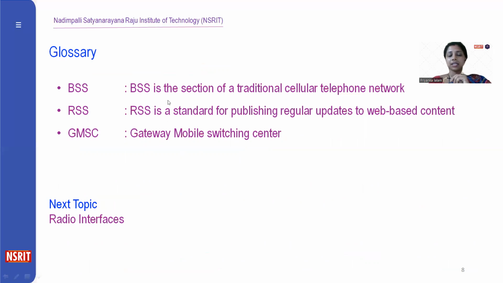So BSS is the section of a traditional cellular telephone network, and RSS is a standard for publishing regular updates to web-based content.